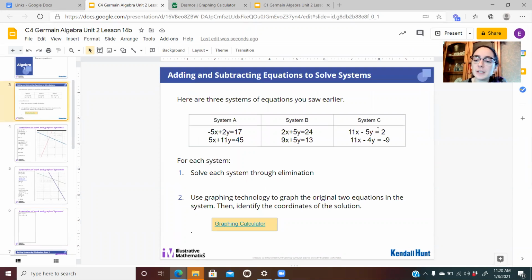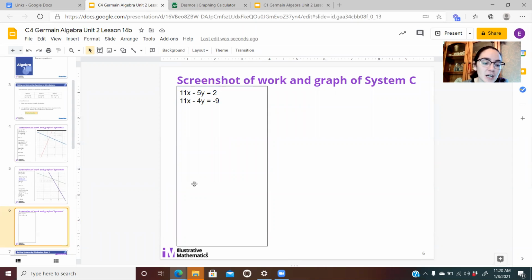So if you look on 3, we have this third system right here, and I copied and pasted it onto slide number 6. So when I look at this, I say to myself, hey, those x's have the same values in front of them, right? But they're the same sign. So that means I'm going to have to manipulate one of those equations by multiplying it by -1 to get one of these 11x's to be a -11x.